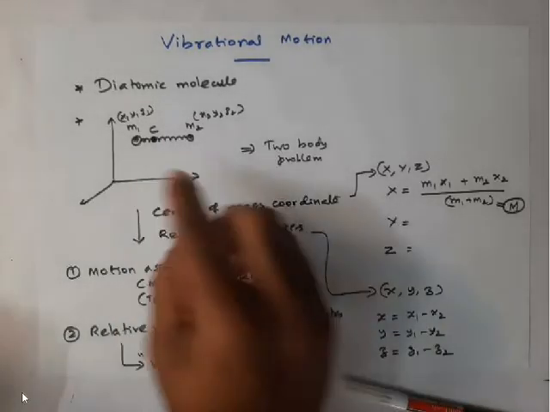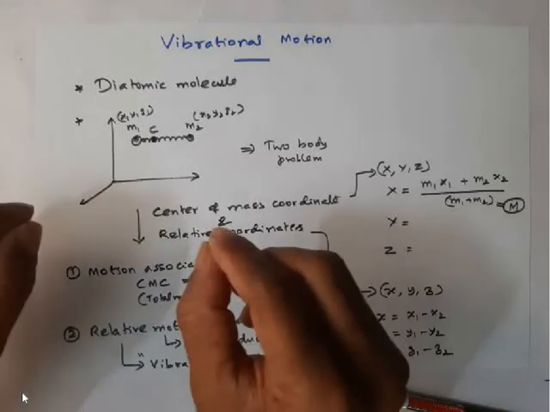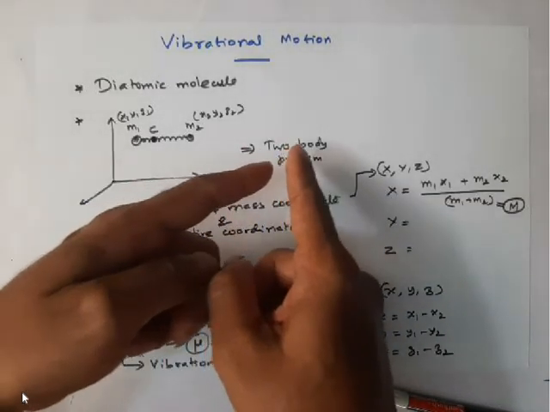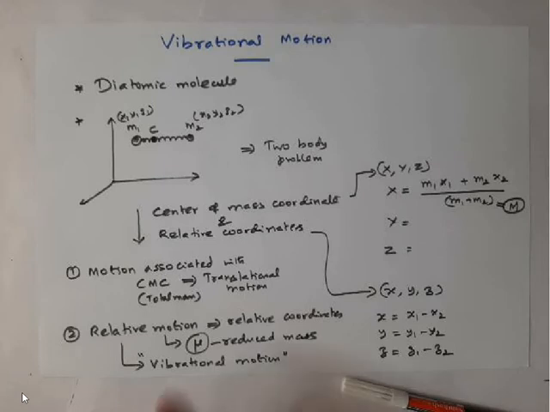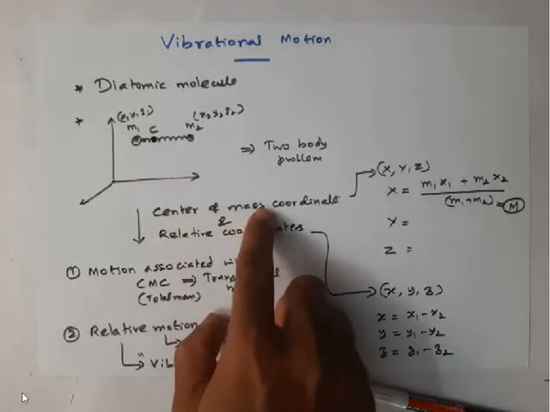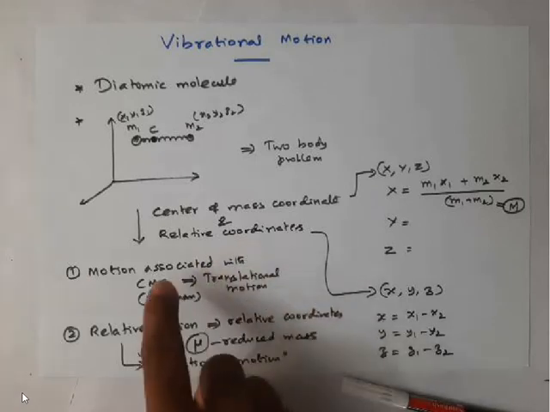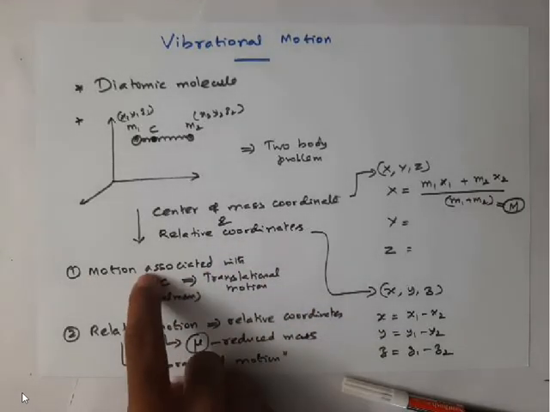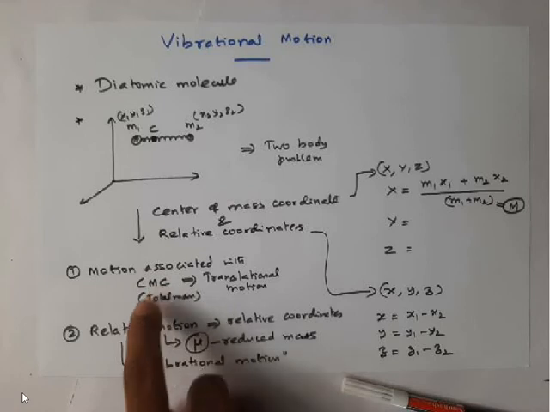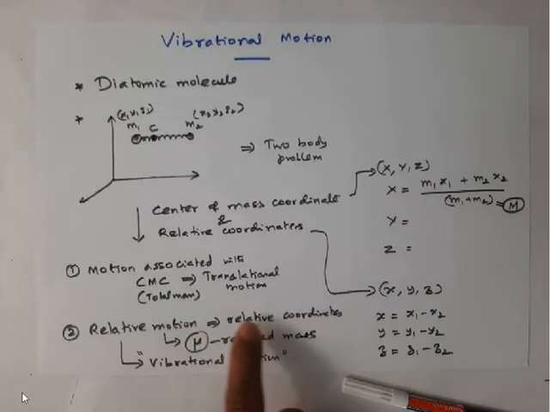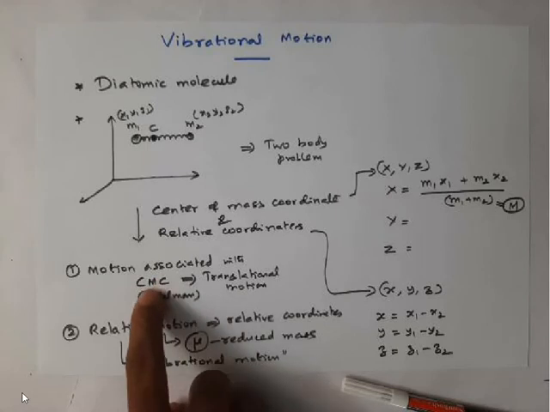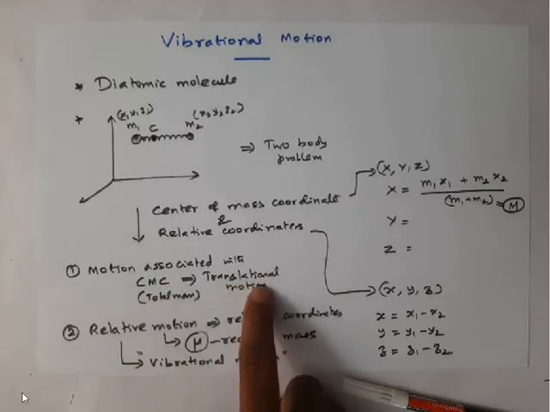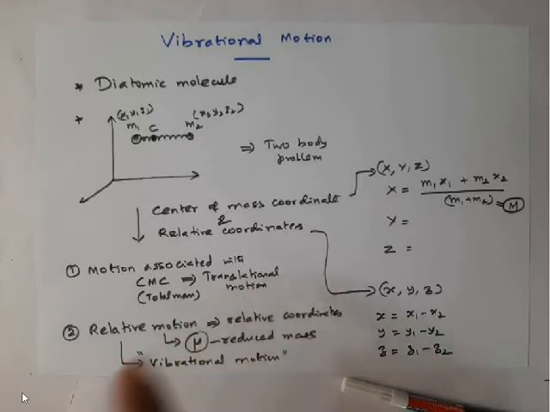So if a diatomic molecule vibrates, since it is a two-body problem, we cannot solve the Schrödinger equation. By transforming the coordinates into center of mass coordinate and relative coordinate, you will get two types of motion: one associated with the center of mass coordinate, the other associated with the relative coordinate. The motion associated with the center of mass coordinate is called translational motion. We are not going to discuss it here because we are already familiar with translational motion and translational kinetic energy. Our focus here is the relative motion.